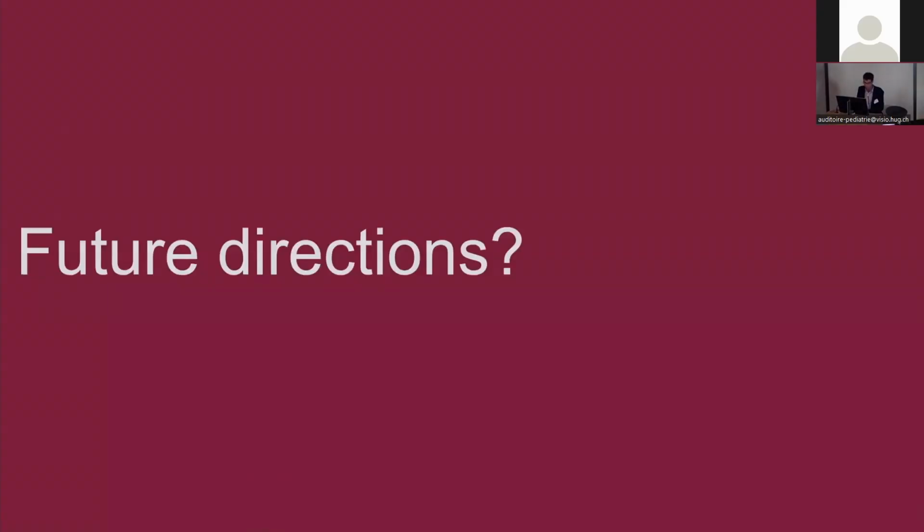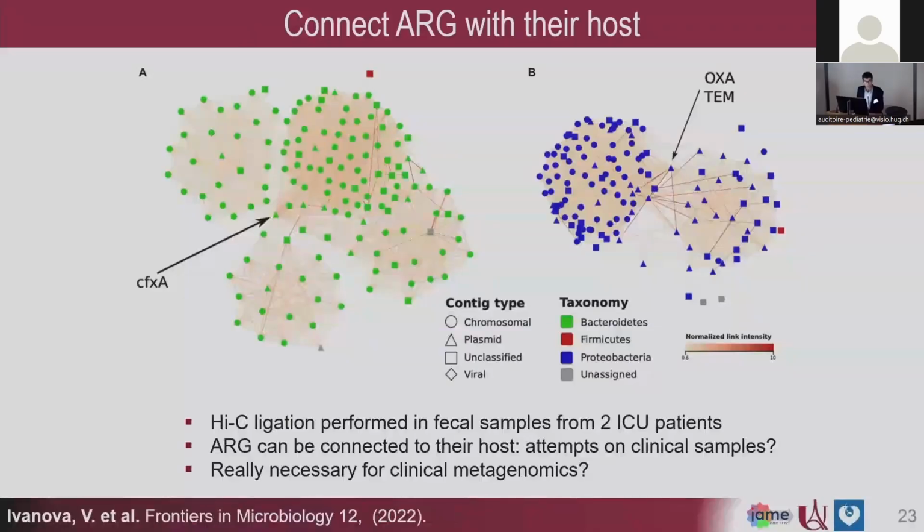So just the future directions related to the latest results. How can we connect the antibiotic resistance genes with their host? Because you know that when you do libraries for metagenomic sequencing, you just burst everything, and it's very hard from a bioinformatic point of view to reconnect the small pieces of DNA. You can do Hi-C ligations to cross-link DNA within one cell, and once everything is burst, you can try to reconnect the connections you made just before the preparation of the library.